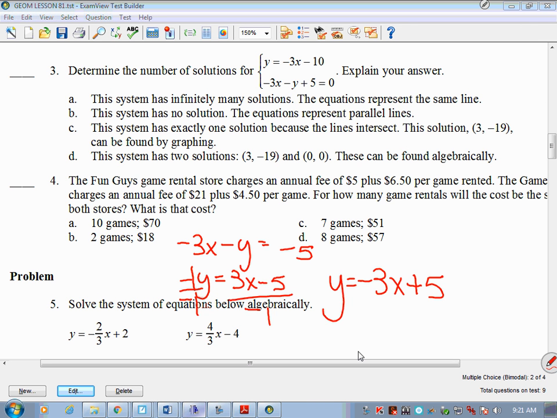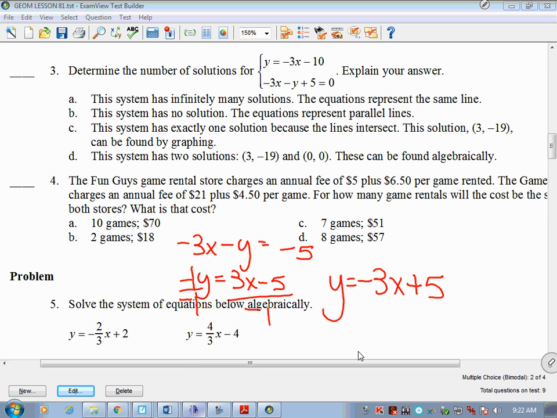When would I get infinite solutions? Anybody know? How can I get infinite solutions? Miss Ayel, what do you think? If I get no solutions with parallel lines, when would I get infinite solutions? When they cross more than once. But when do two lines cross more than one time? I mean, they're lines. It's not like a curve where it's coming back through itself. Any hints, clues? When they're what? When they're the same line.